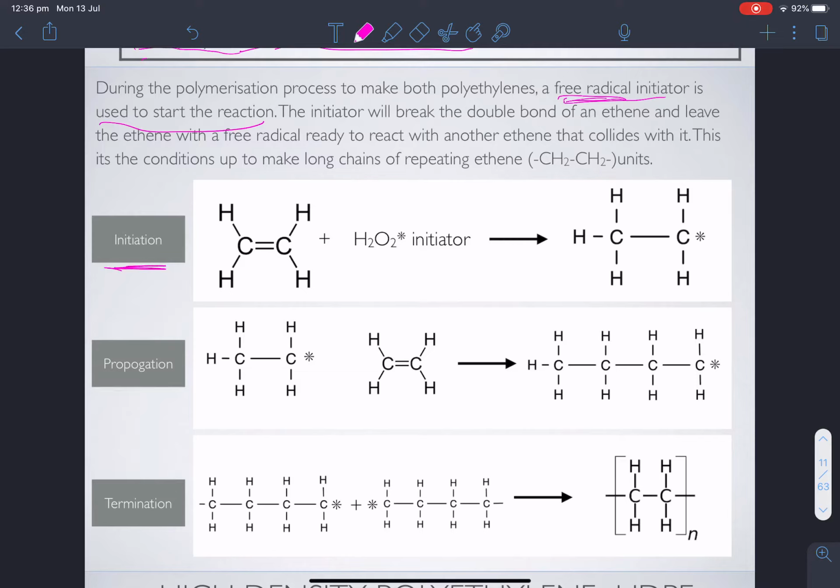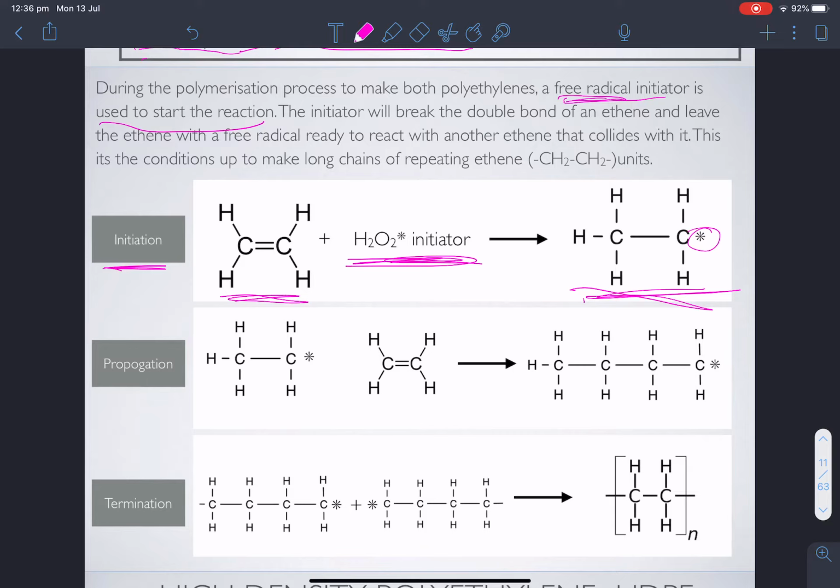So the initiation step: there's our ethene and there's our initiator. Now you don't need to remember that it's a peroxide one, hydrogen peroxide that we've got here, but just remember a radical initiator. What ends up happening is it reacts and you get some other stuff, but you break the double bond in the ethene and you get a single bond with this radical on the end. So we've initiated the reaction, we've got a very reactive thing.